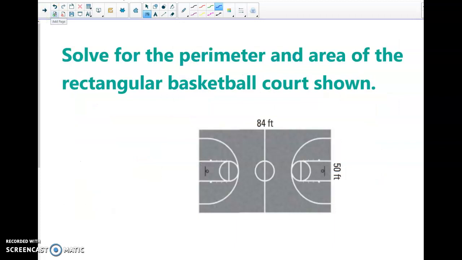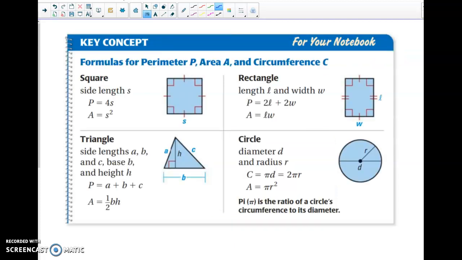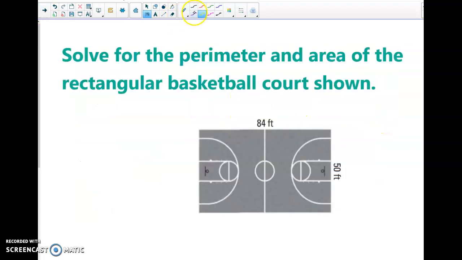Alright, solve the perimeter and area of this rectangular basketball court. So they just said rectangle, so go back, look at your formula for a rectangle. And they asked for both, so we're going to copy over our two equations. So perimeter is 2L plus 2W, and area is L times W.